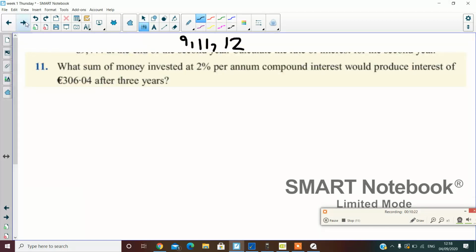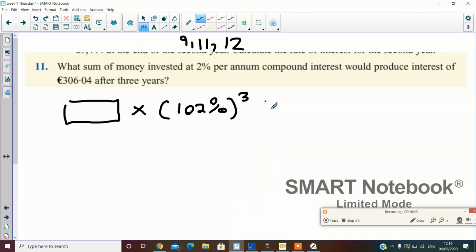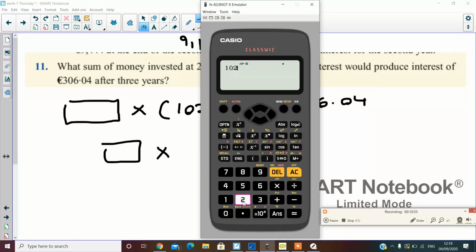Okay, question on to 12 and 13. Or 11, I mean, I'm going to do 11. Now, 11 is interesting because here's what you're doing. You have a sum of money, don't you? Call it box. The box gets multiplied by what percentage? How many times are you going to do that? 3 times. And the answer is 3006.04.